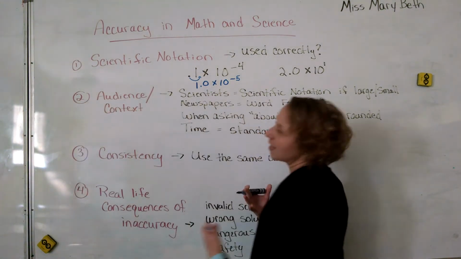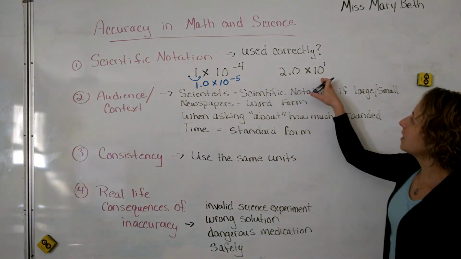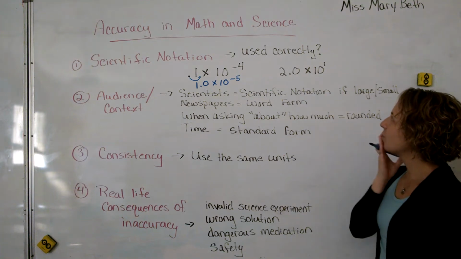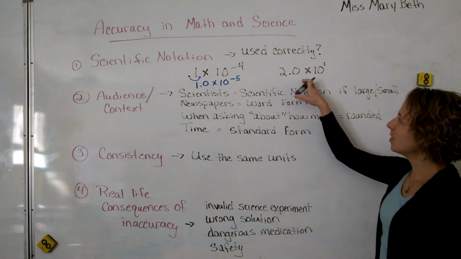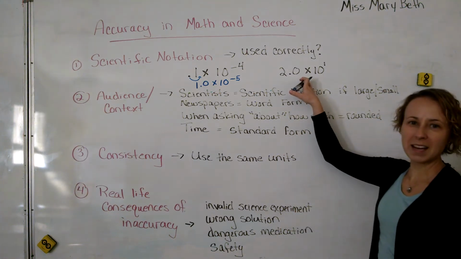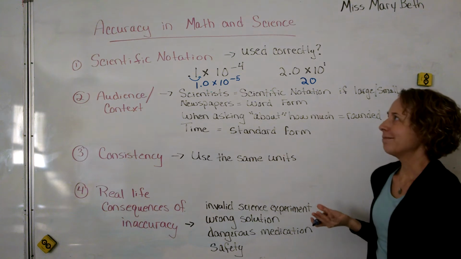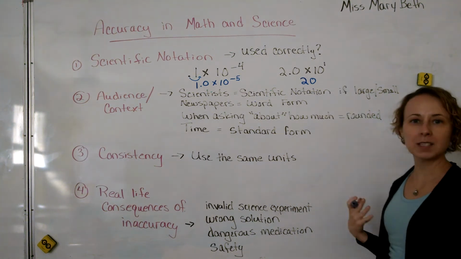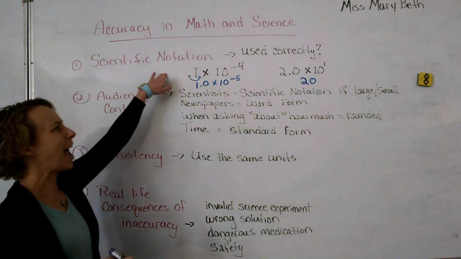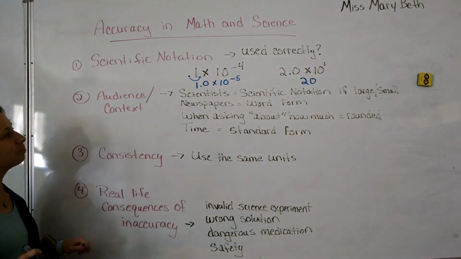Or, does it even make sense to use scientific notation? For example, here's 2.0 times 10 to the 1st. Well, 10 to the 1st would be 10. 2.0 times 10 would be 20. Would I bother writing it out for something that's really just 20? No, that's not too large or too small to be used in standard form. So scientific notation, are they using it correctly? And does it make sense to write that number in scientific notation?